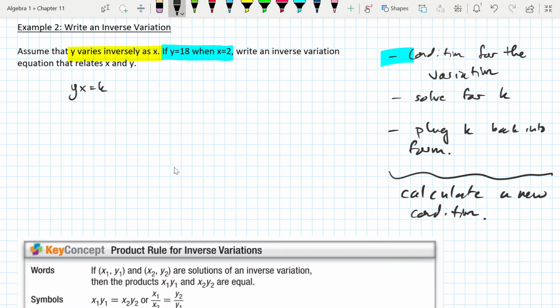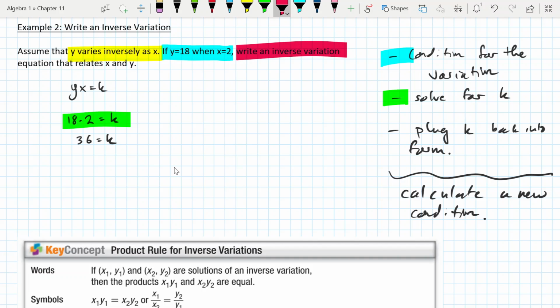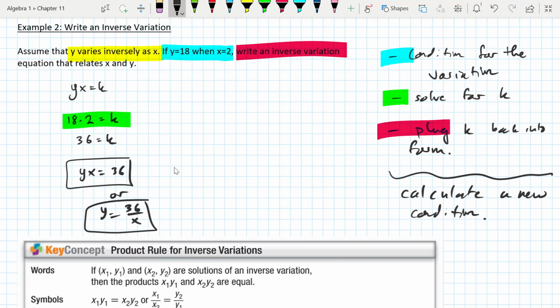So we're going to plug that in and solve for k. So I have y is 18, x is 2, and that's going to be my k value, which is nicely 36 equals k. The last part here, so we'll mark that with the green one there. The last part here, we're going to write the inverse variation. That's the third step here, where we plug that k value back into the original. Yx equals 36. Or you could write y equals 36 over x. Either one of those would work just fine. They're the same thing.